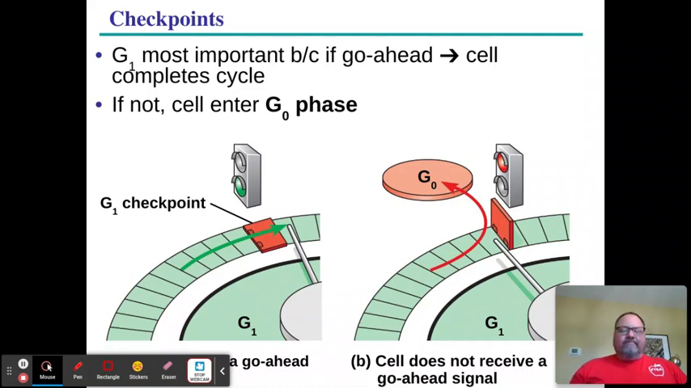Now, question is, if you can figure out the molecules that signal progression from G1 to S phase, could you take cells that are non-dividing and stimulate them to divide? Ooh, turns out that's a big area of research.